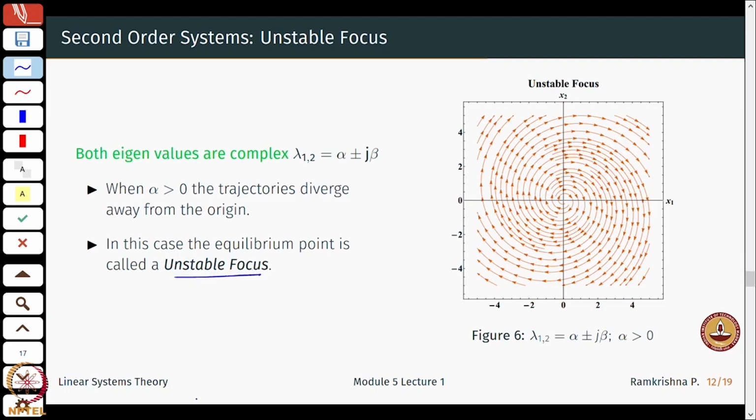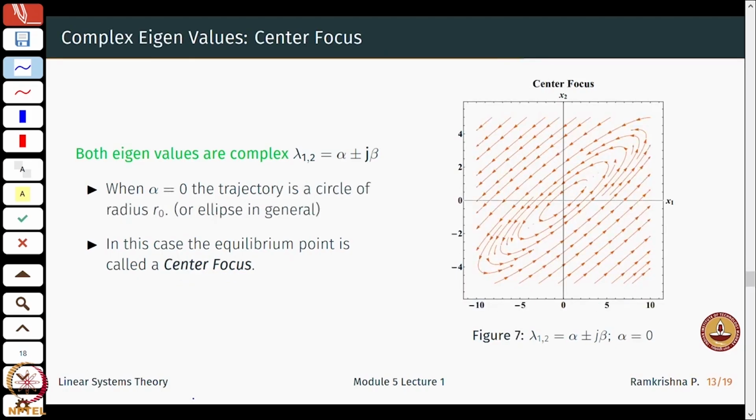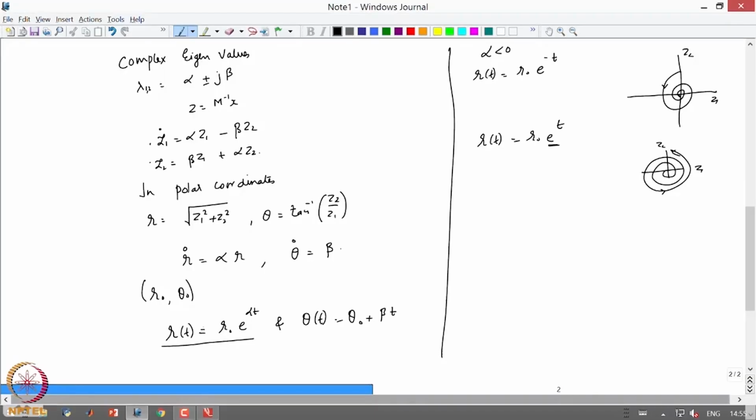An interesting thing happens when alpha equal to 0. When alpha is 0, r of t is r 0 e power alpha t, which is just r 0, the radius where it actually started from, for all times t greater than 0. So essentially I am looking at a circle of constant radius r for all times t greater than 0.